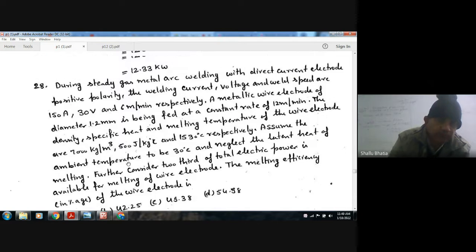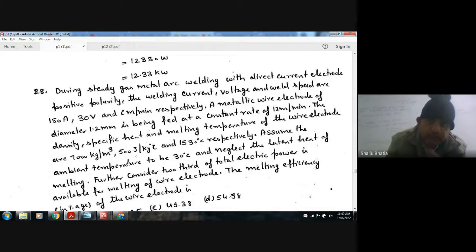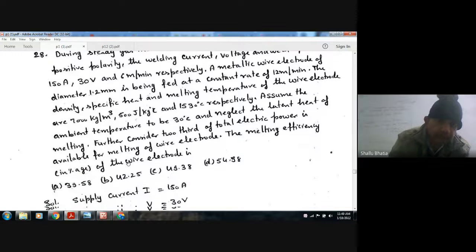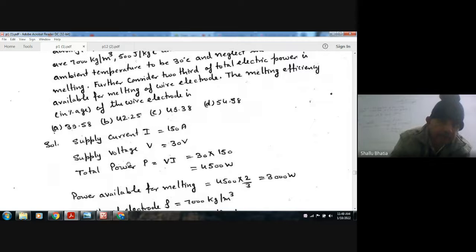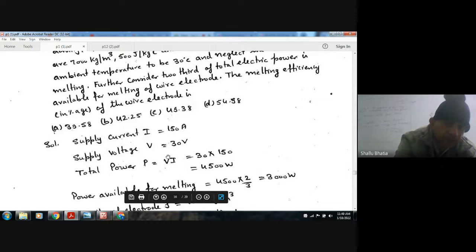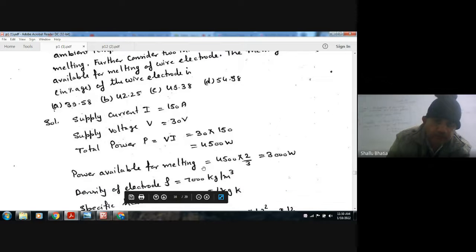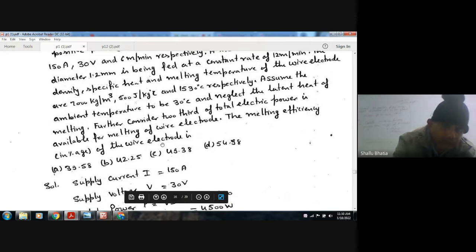So here the welding current is given as 150 ampere, the voltage is 30 volt, and the speed is 6 meter per minute. So we can calculate the power. Power is nothing but the multiplication of voltage and current, so this is 4500 watt. Now it is given that only two-thirds of the total electric power is available for melting of the electrode.